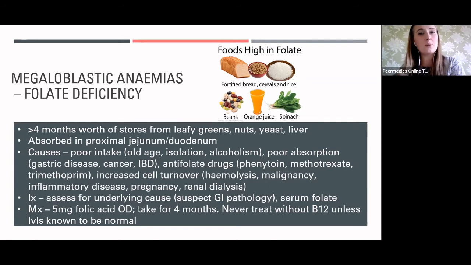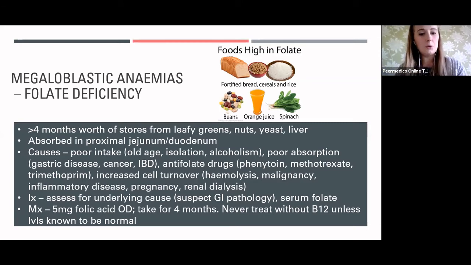So you're always going to want to assess for an underlying GI pathology, like a malignancy or something like that, and get the serum folate levels, but also make sure you still get those B12 levels as well. Because if you start treating a folate deficiency that's actually been masking a B12 deficiency as well, you can accelerate the rate at which that subacute combined degeneration occurs.